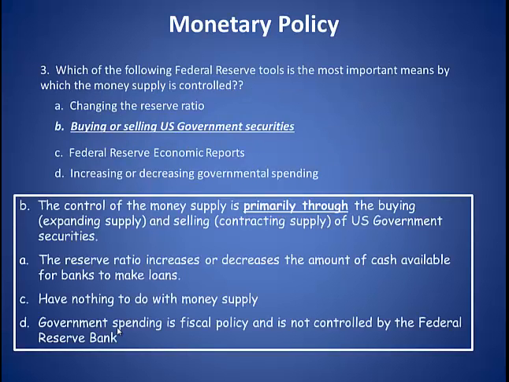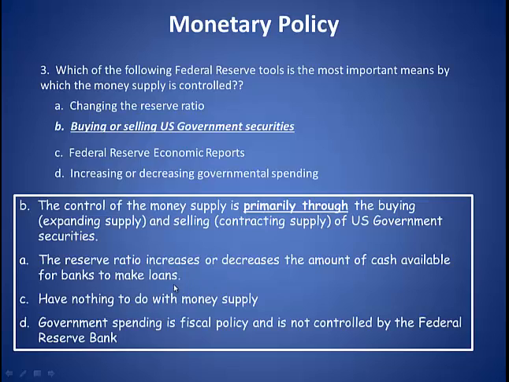The answer in this case is B, buying or selling U.S. government securities. And again, that's through the Federal Reserve open market operations. If we take a look at B, the control of the money supply is primarily through the buying, expanding supply, and selling, contracting supply of U.S. government securities. If we take a look at A, the reserve ratio increases or decreases the amount of cash available for the banks to make loans.